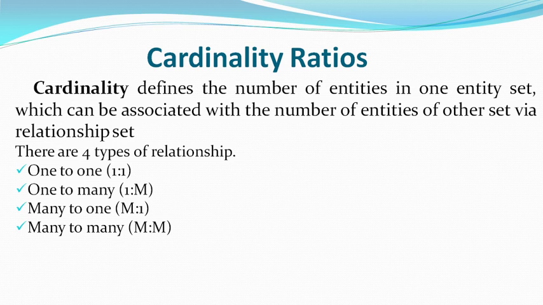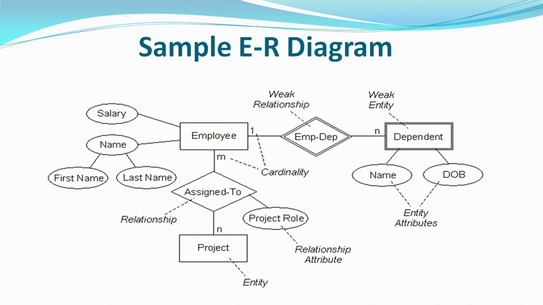Many-to-many relationship means it can be associated with any number of entities of A or B. For example, a customer can purchase many products, and products can be purchased by many customers. This is an example of many-to-many. See here the sample ER diagram.